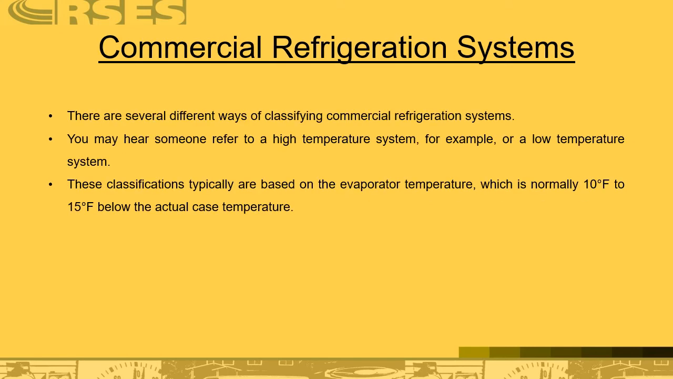Commercial refrigeration systems. There are several different ways of classifying refrigeration systems. You may hear someone refer to a high temperature system, for example, or a low temperature system. These classifications are typically based on evaporator temperature, which is normally 10 degrees to 15 degrees below the actual case temperature.